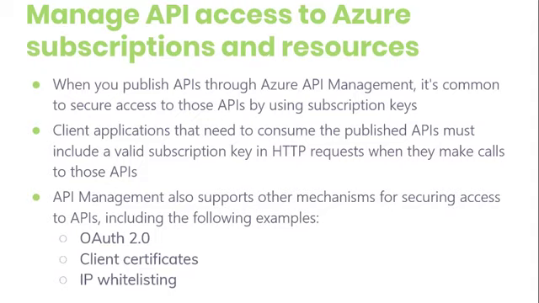To get a subscription key for accessing an API, a subscription is required. A subscription is essentially a named container for a pair of subscription keys. Developers who need to consume the published API can get a subscription, and they don't need approval from the API publisher. The API publisher can also create a subscription directly for an API consumer.